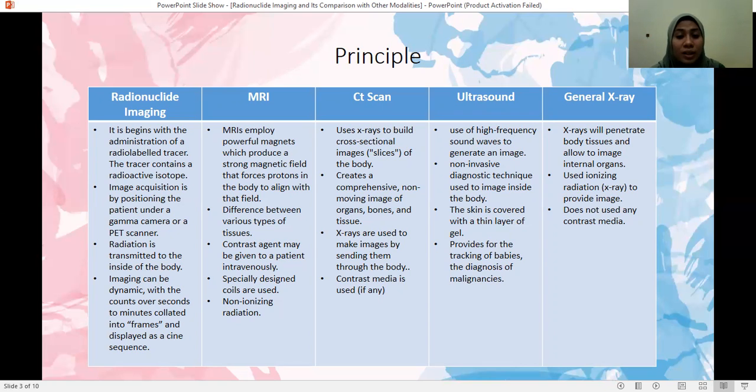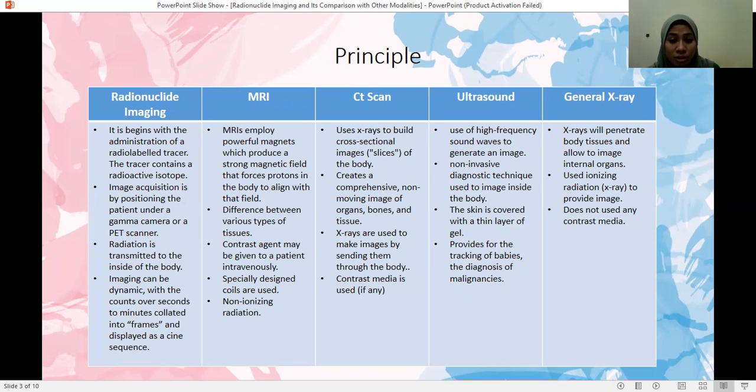For the CT scan, it uses X-rays to build cross-sectional images, which are slices of the body. It creates a comprehensive non-moving image of organs, bones, and tissues. In the CT scan, X-rays are used to make images by sending them through the body, and contrast media may be used.